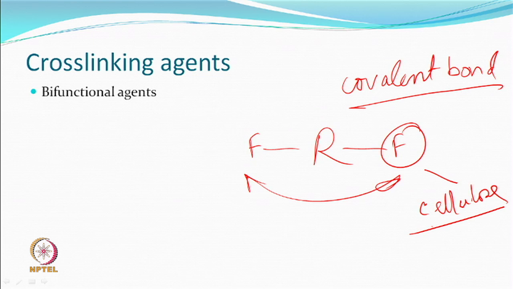So, you cannot obviously think of making a cross-link by using a monofunctional agent, right. Like a reactive dye makes only a single link, so it does not cross-link, but a bifunctional reactive dye can actually produce some cross-links as well, because it has 2 functional groups.